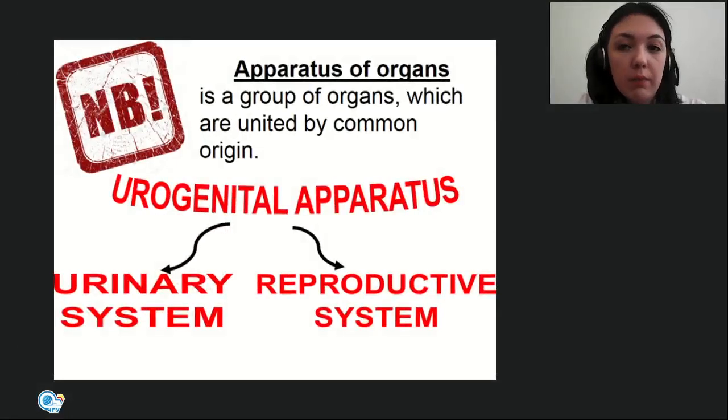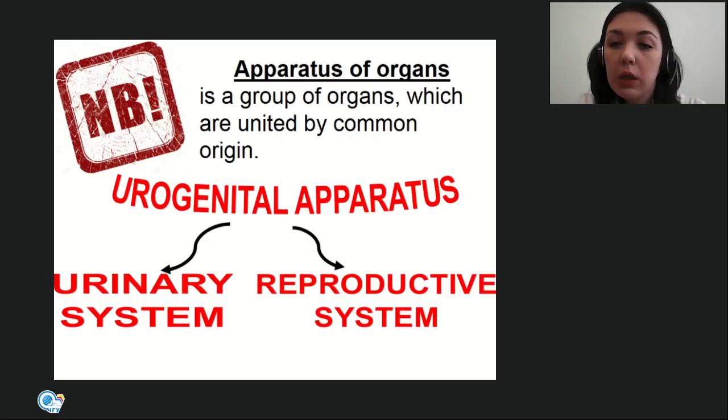So before we start describing the anatomy part, we have first to refresh some terms in our memory. So we said at our practical classes that both urinary and reproductive systems belong to urogenital apparatus. We studied locomotor apparatus before, and all the others were systems. And when we studied systems, we said that a system of organs is a group of organs that is united by common function. So all the organs of the digestive system perform the function of digestion.